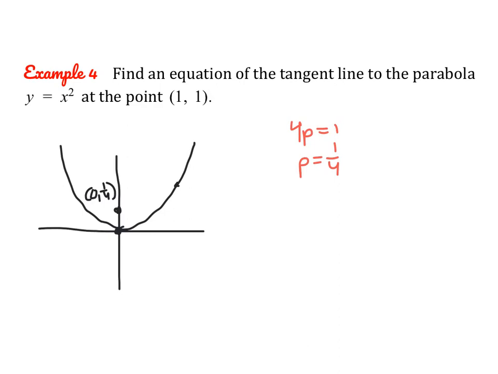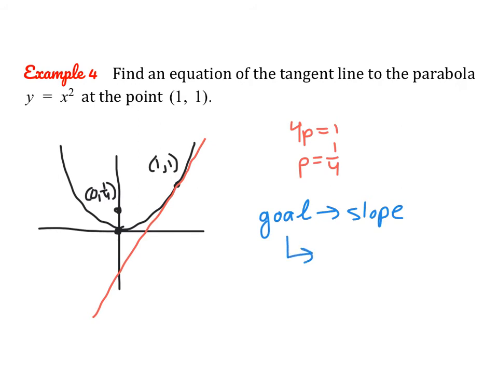So let's say that that's this point right here. Let's call this (1, 1). There's really two things that we need to create a linear equation. We need one point on the line, which we have, but then we also need the slope. We have to find some way to get the slope of this tangent line. So our goal is to find that slope.